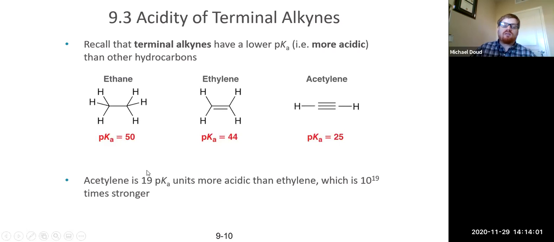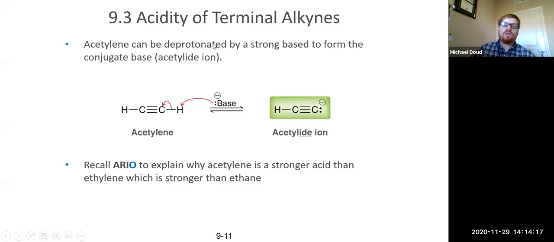So remember, if this jumps by 19 pKa units, that means it's 10 to the 19th times stronger of an acid than ethylene. So that's a huge jump. And in fact, that does have implications for the reactivities of these terminal alkynes. In particular, what you can do is you can take an acetylene or any terminal alkyne and you can deprotonate it using a strong base.